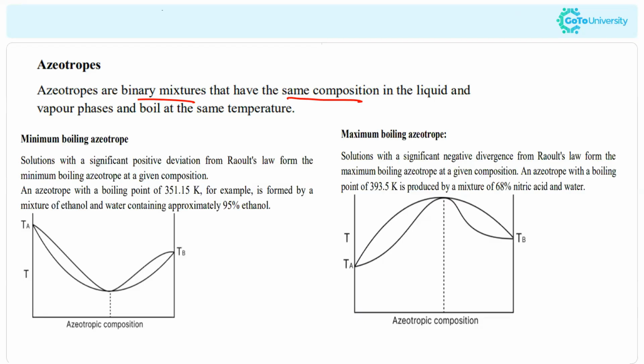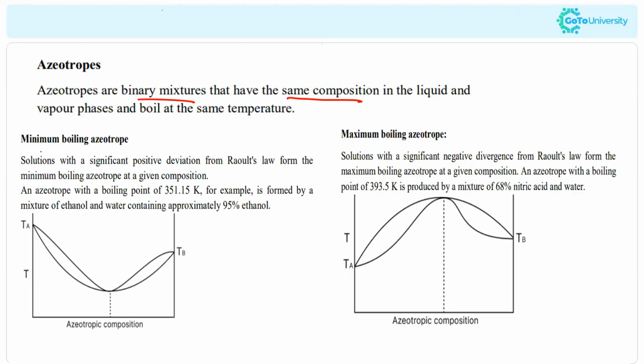That is the thing. Because water has one particular boiling point, and alcohol, suppose ethanol or methanol, has its own boiling point, right? But at a particular composition, they both will boil at the same temperature, because water has 100 degrees and the alcohol has another temperature. So there is no chance in which they both boil at the same temperature, but at a particular composition they will. That composition is called an azeotropic mixture.